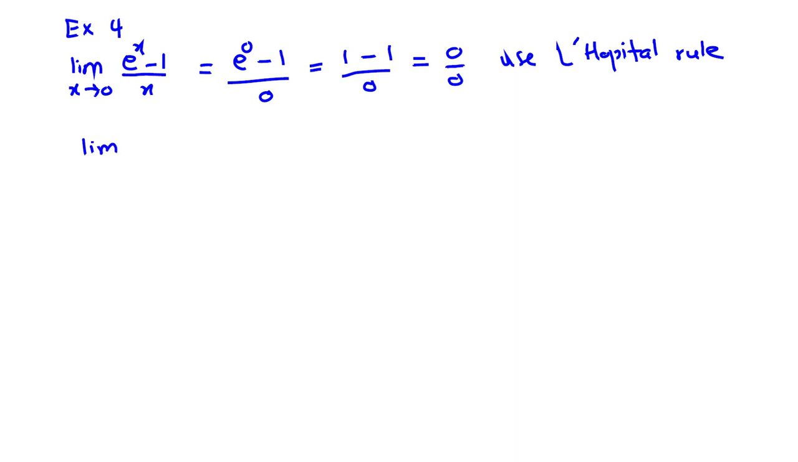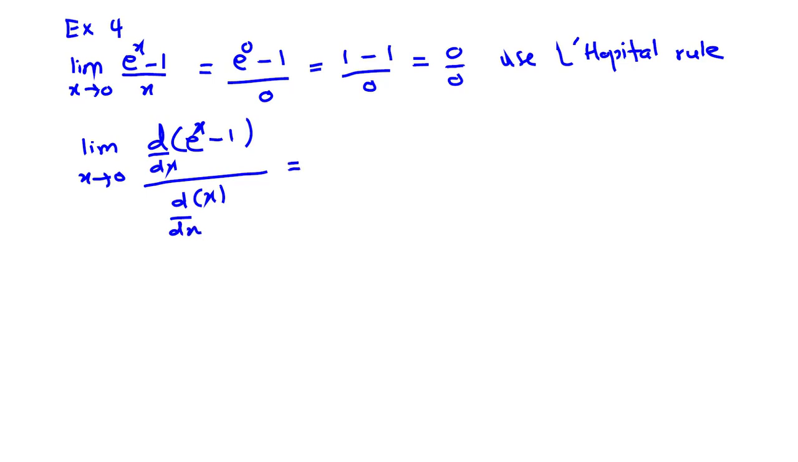Limit as x approaches 0. So differentiate e to the x minus 1 with respect to x, and then differentiate x with respect to x. Differentiating e to the x minus 1, you get e to the x. Differentiating x, you get 1. Don't forget to put the limit here. Then you substitute 0, e to the 0 is 1, so this is the answer.